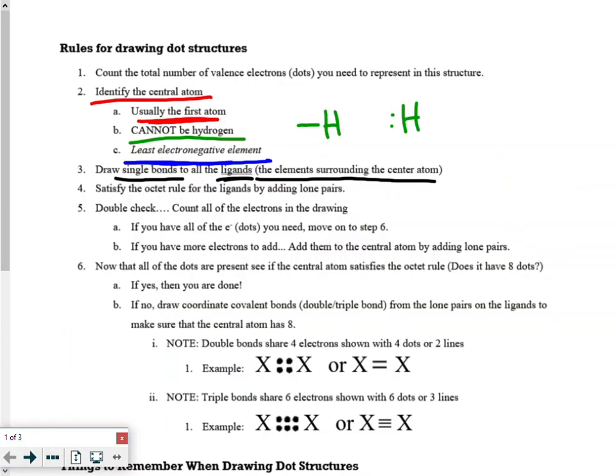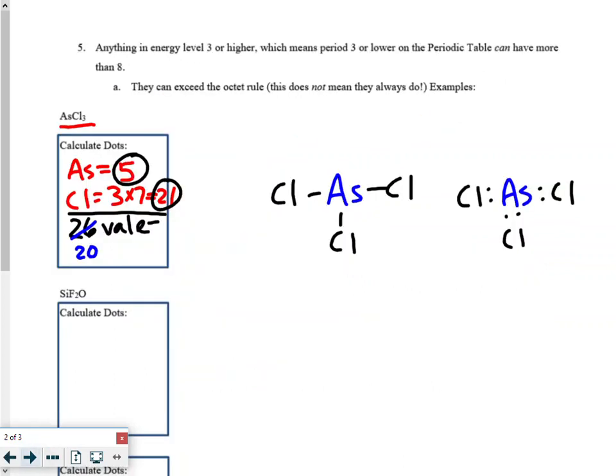All right, now let's go back to the next step: satisfy the octet rule for the ligands by adding lone pairs. So let me show you what lone pairs means. These are our ligands, our chlorines are our ligands. So I'm going to satisfy their octets. They need 8 in order to mimic the nearest noble gas. So I put them in pairs. That's 2, 4, 6. Now how many electrons have I used?